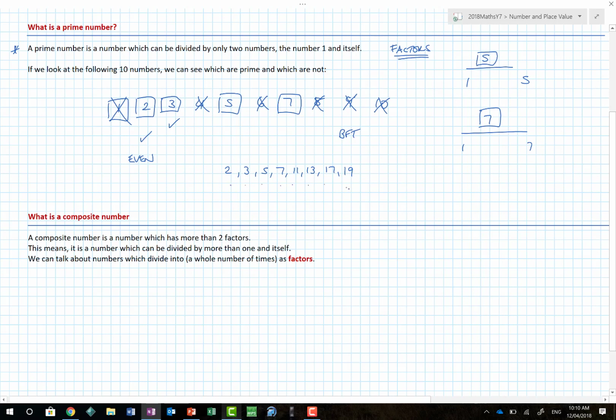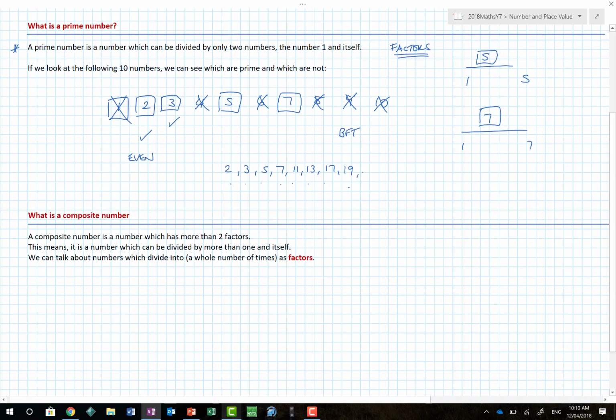I need 2 more. 20, no, 21. 21 can be divided by 3. 22, 23. Oh, 23, and we wrote 3 first. So 23, 24, no, 25, no, 26, no, 27, no, 28, no, 29.